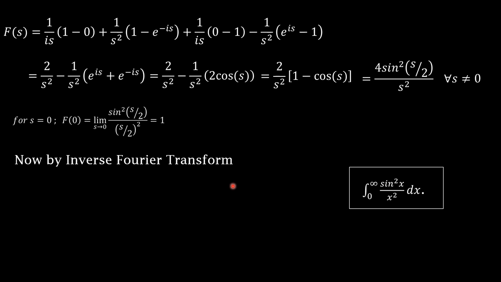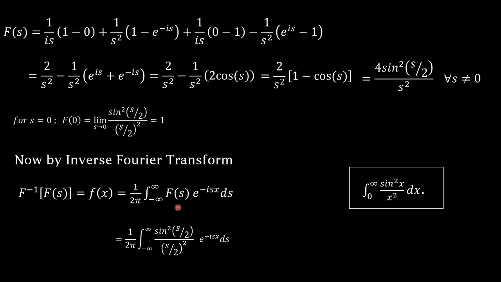Let me use the inverse Fourier transform of the function, which is given by F inverse of F of s is equal to 1 by 2 pi times the integration of the Fourier transform of the function multiplied with e to the power minus isx ds, where the limits of s vary from minus infinity to infinity. Just substitute the Fourier transform of the function, that is, sine square s by 2 by s by 2 whole square.